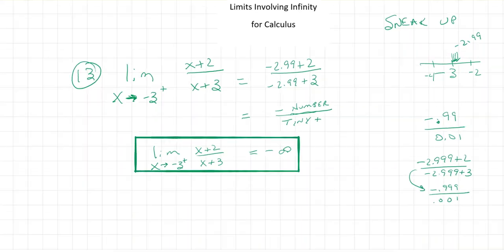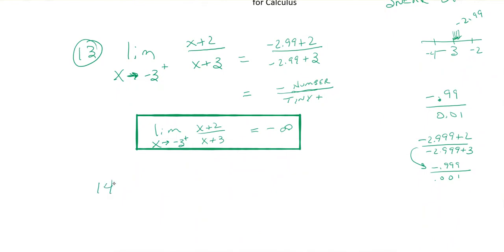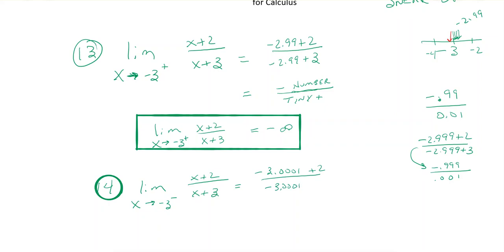Okay, so let's do problem number 14: the limit as x approaches -3 from the left of (x plus 2) over (x plus 3). I need a number to the left of -3. So the left of -3 would be right here. I would need a number like -3.0001, so let's go really small: (-3.0001 plus 2) over (-3.0001 plus 3).